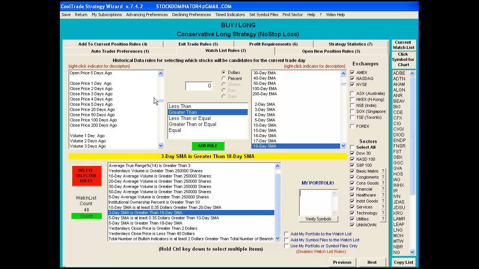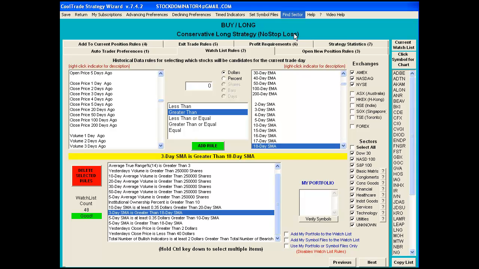So a rule would be, for example, close price 1 day ago is 10% less than close price 50 days ago. And if that rule is in effect, that rule passes, that means, if it passes, that's when it would meet the watch list criteria. So basically all these rules here in the watch list have to pass to enter the watch list.